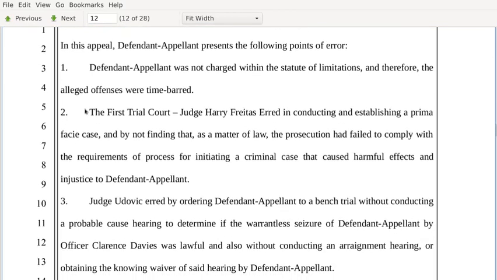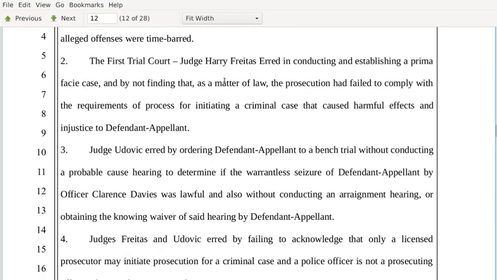So, Section 1. Defendant appellant was not charged within a statute of limitations, and therefore the alleged offenses were time-barred. Just about all of you have heard of the statute of limitations. Many don't know quite how it works. It's spelled out in the statutes. I'll get to that once I get to doing a video on one of my other filings.